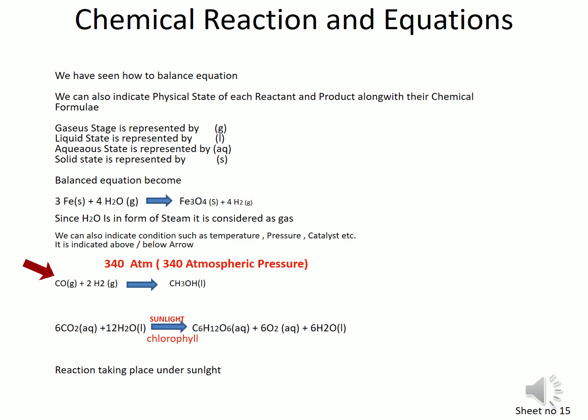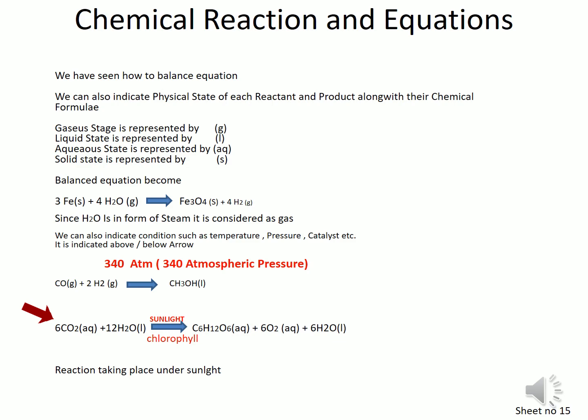So the equation becomes CO in gas form plus 2H2 again in gas form. It is reacting to form CH3OH that is in liquid form. Now let us see another reaction. 6CO2 in aqueous form plus 12H2O. This H2O is in liquid form, not in gas form.